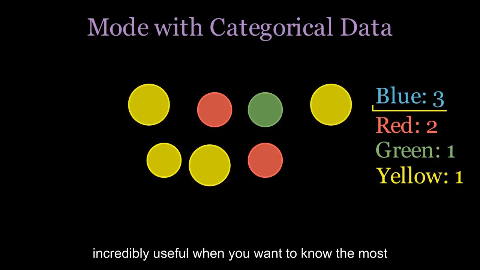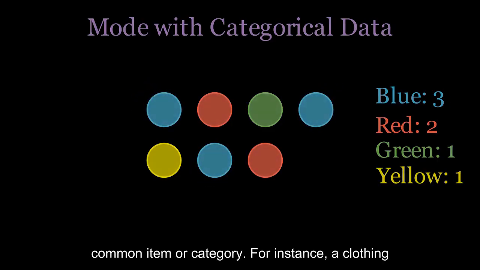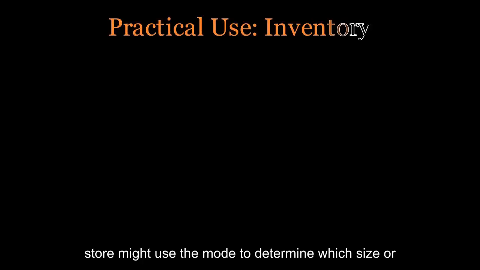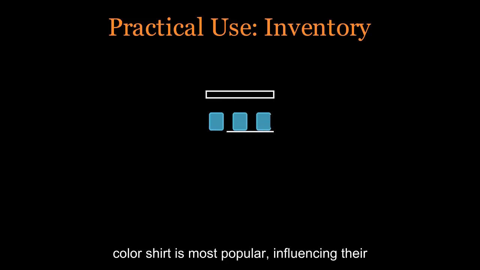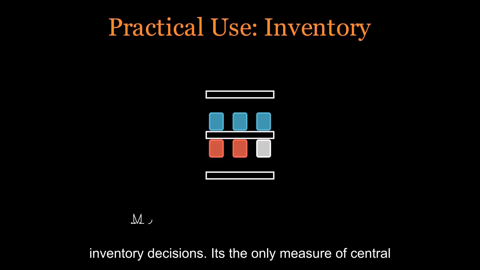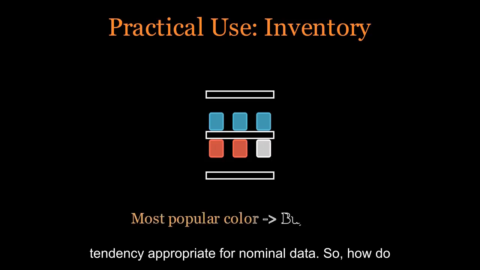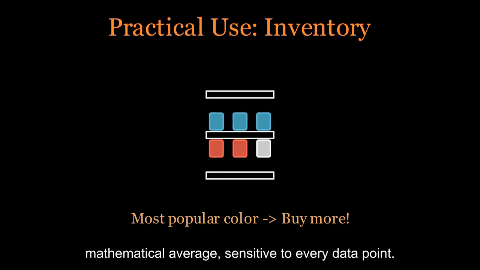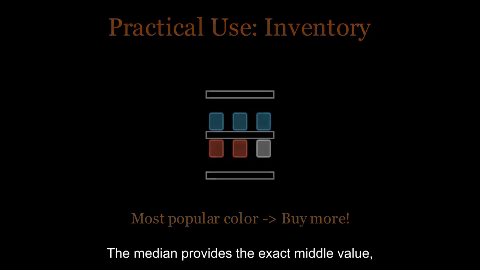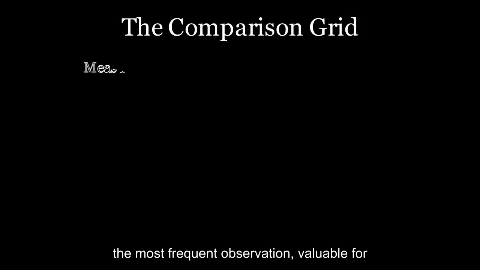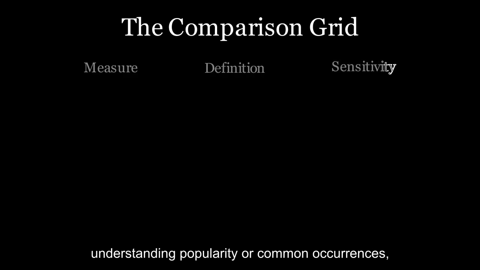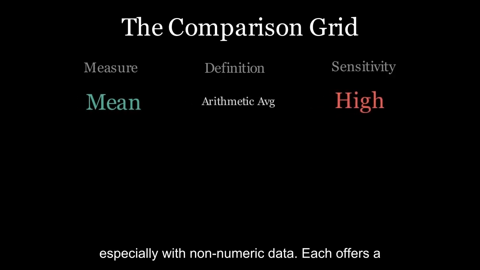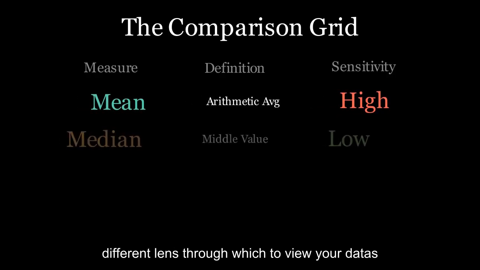The mode is incredibly useful when you want to know the most common item or category. For instance, a clothing store might use the mode to determine which size or color shirt is most popular, influencing their inventory decisions. It's the only measure of central tendency appropriate for nominal data. So, how do these 3 measures stack up? The mean gives you a mathematical average, sensitive to every data point. The median provides the exact middle value, resistant to extreme outliers. The mode tells you the most frequent observation, valuable for understanding popularity or common occurrences, especially with non-numeric data. Each offers a different lens through which to view your data center.